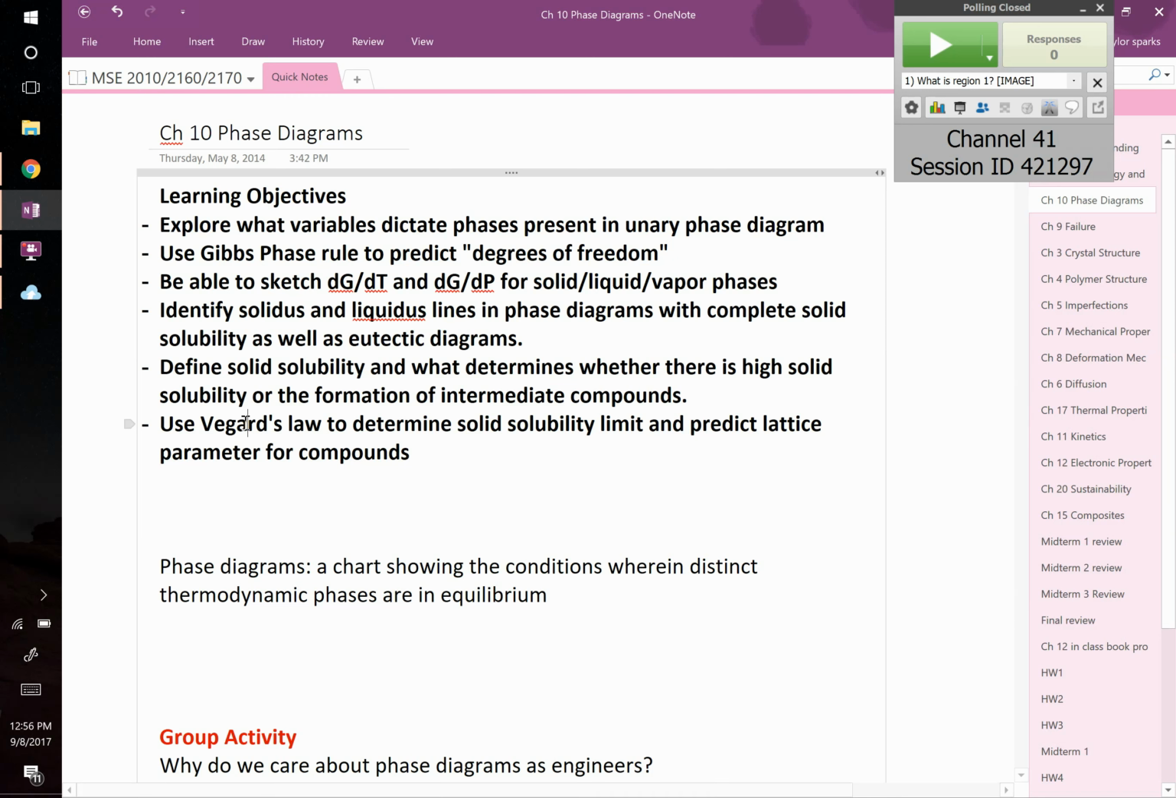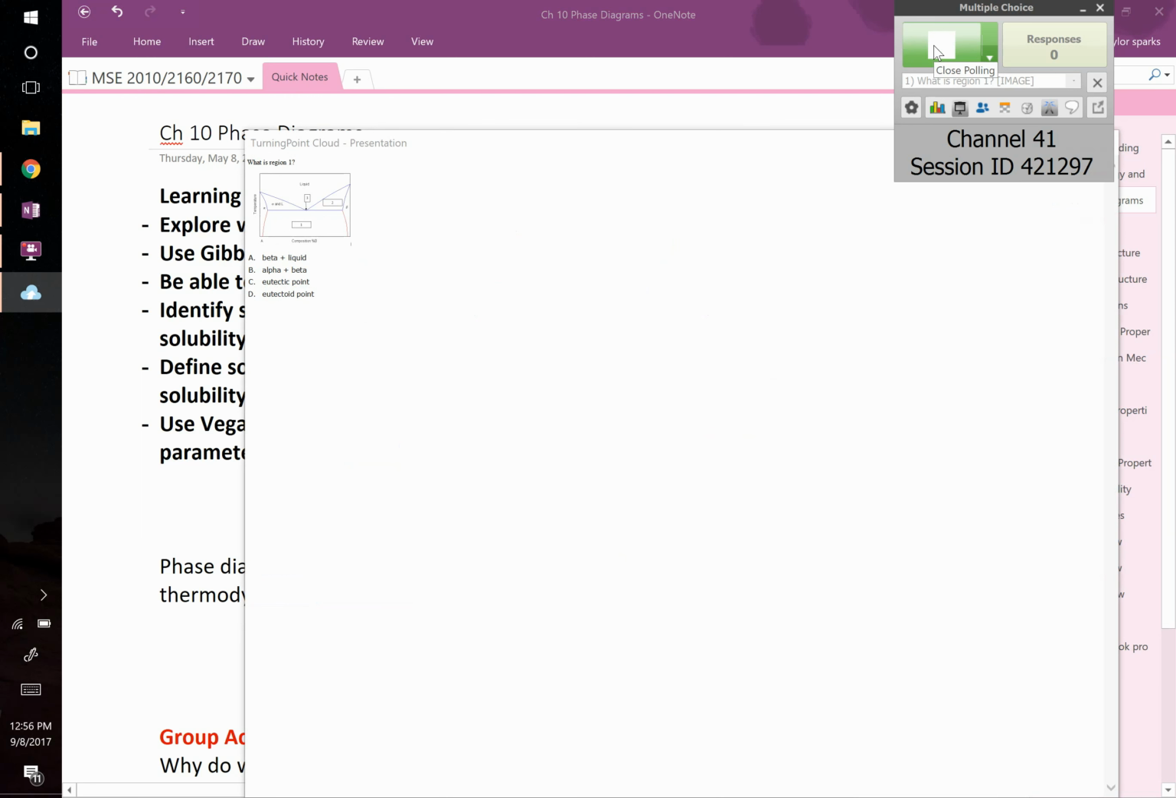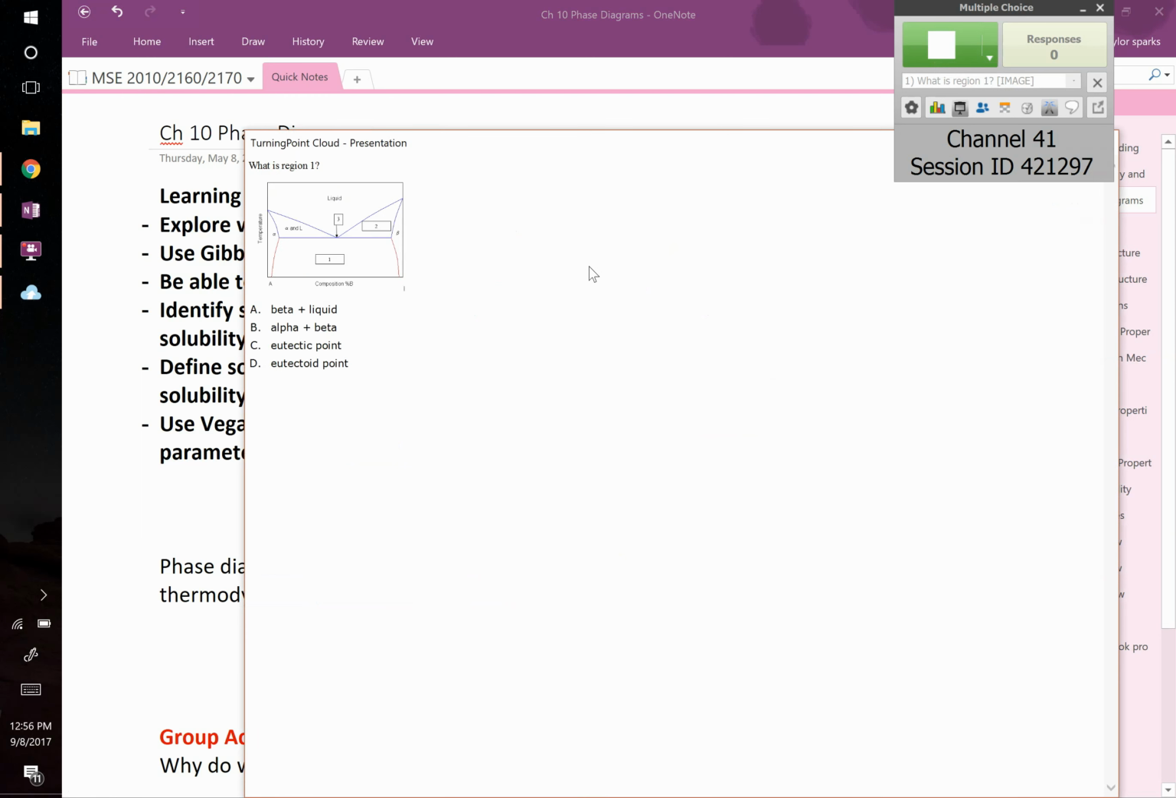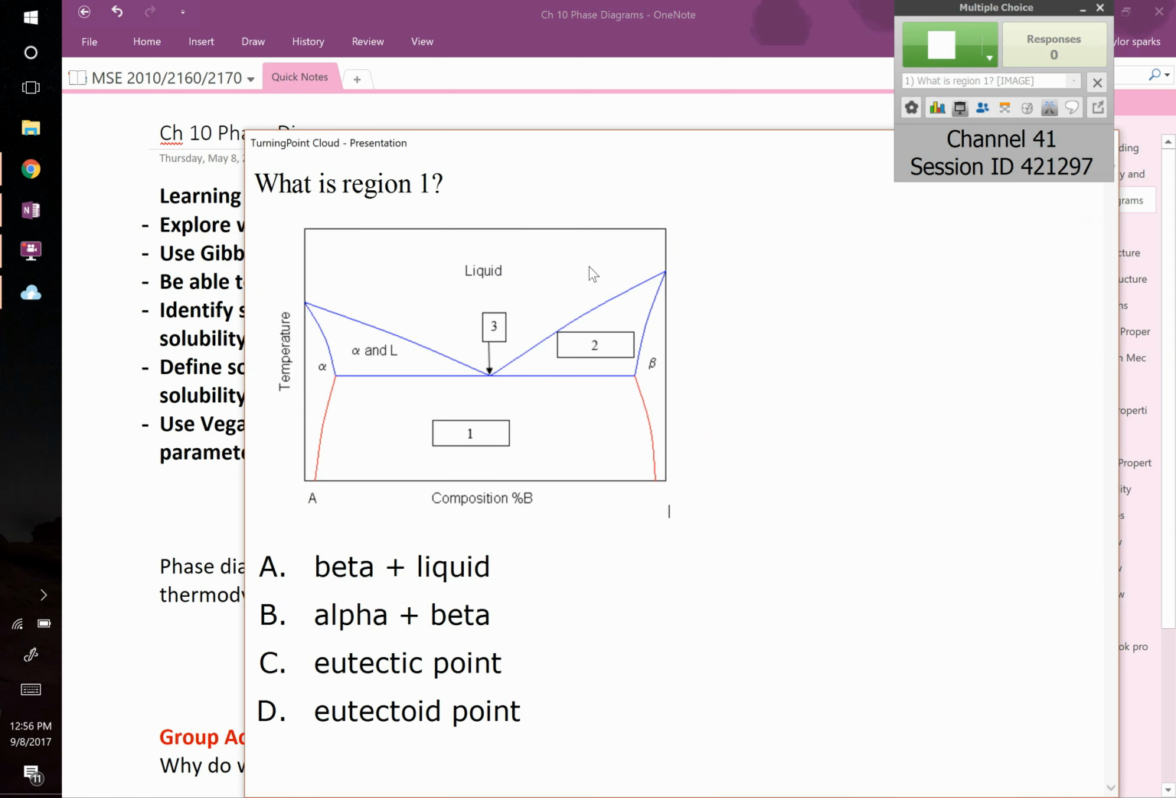So maybe to begin with, let's do the reading quiz first. We've got 3 quick questions for reading, so grab your clickers. Let me make this bigger. The first question says, in this phase diagram, if you identify region 1, what are the phases present in region 1: A, B, C, or D?